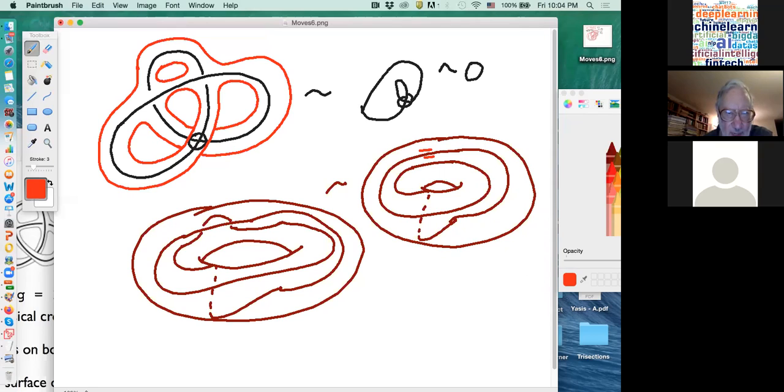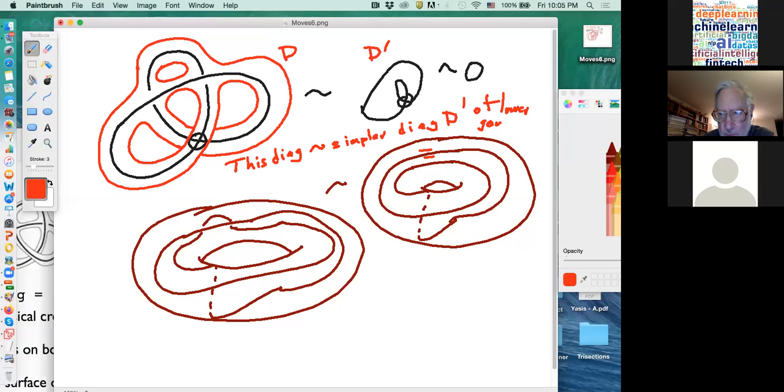So, this surface, this diagram is equivalent to a simpler diagram, lower genus. So that's part of the story about genus.